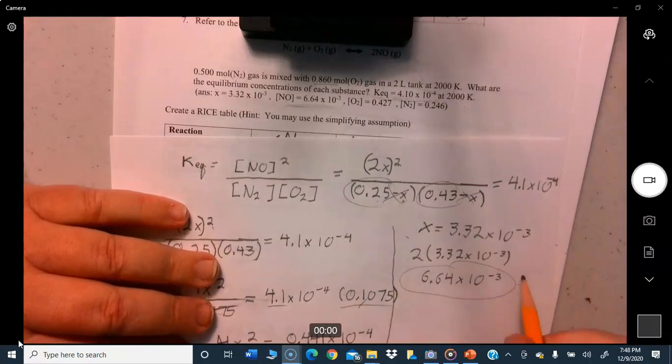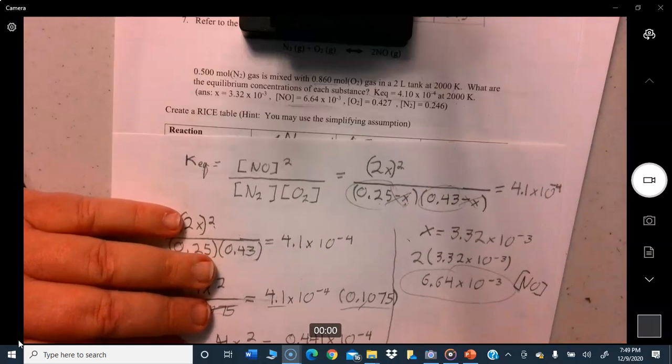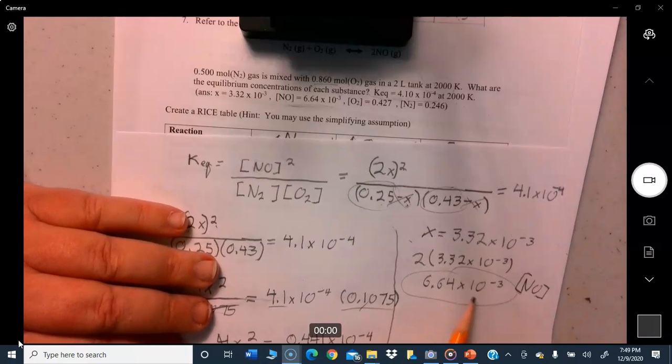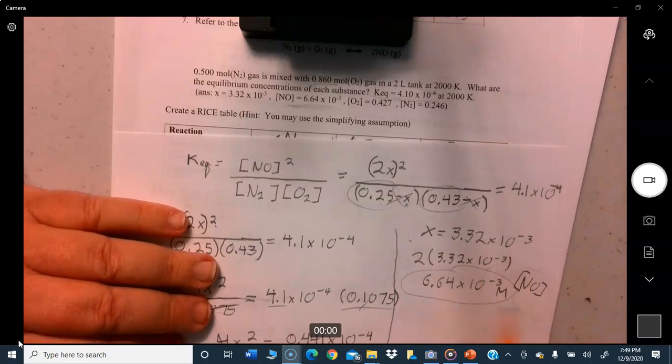Okay, we got the next two to do. So this is for NO. It's the equilibrium concentration of NO. So be sure you can explain in words what that number means. And since it's a concentration, it should be in molar. So that's the complete answer right there for the concentration of NO.